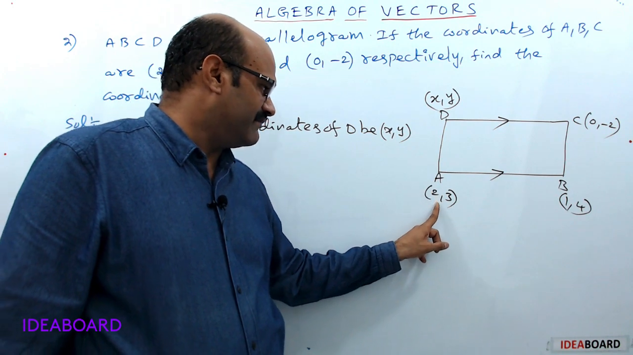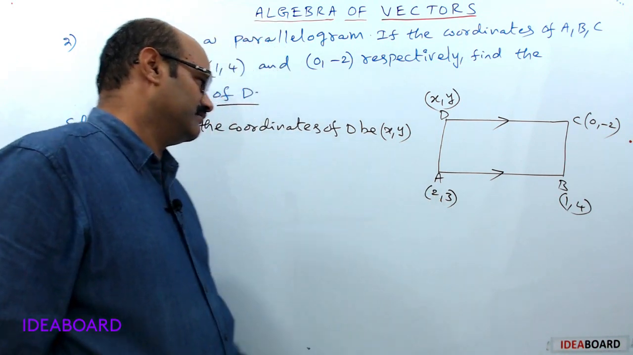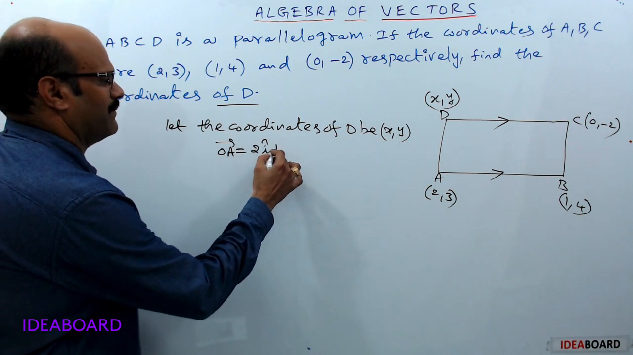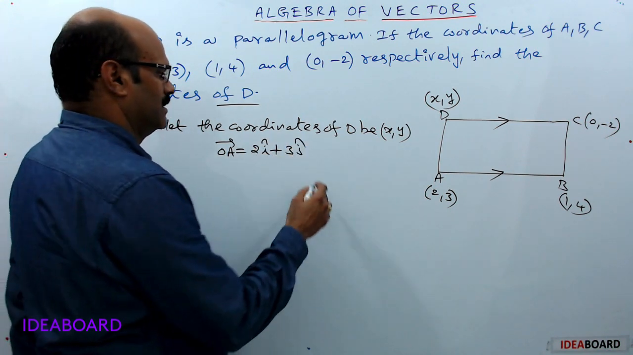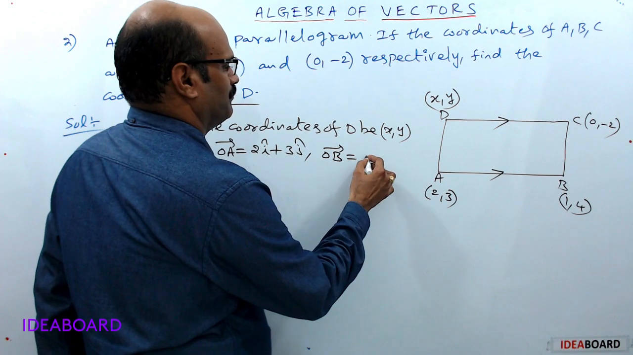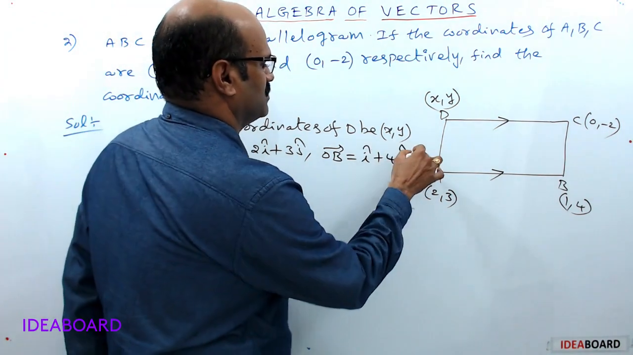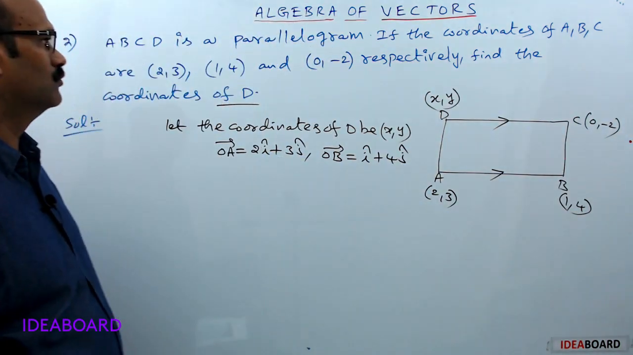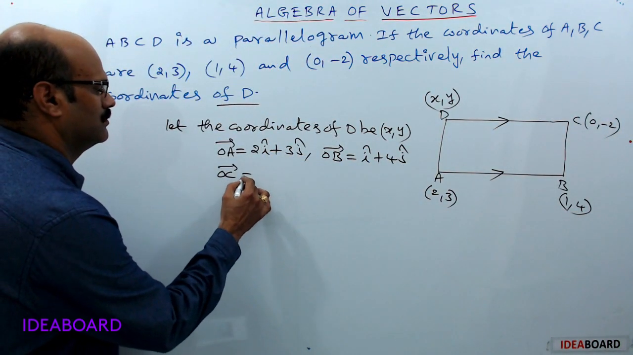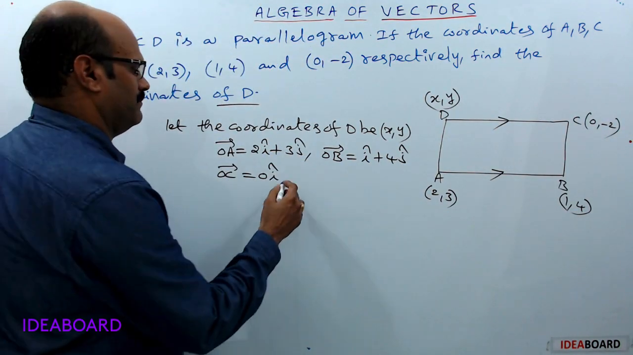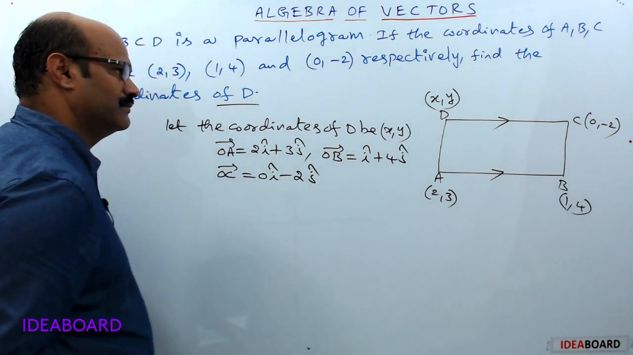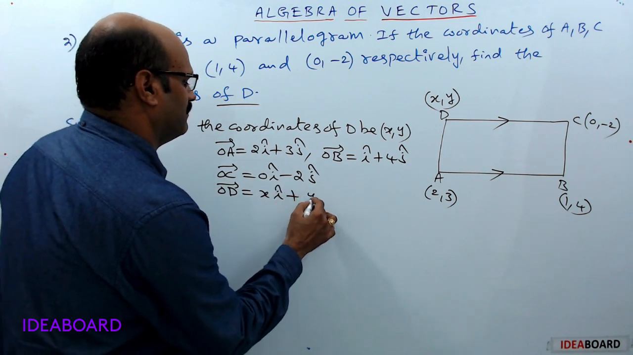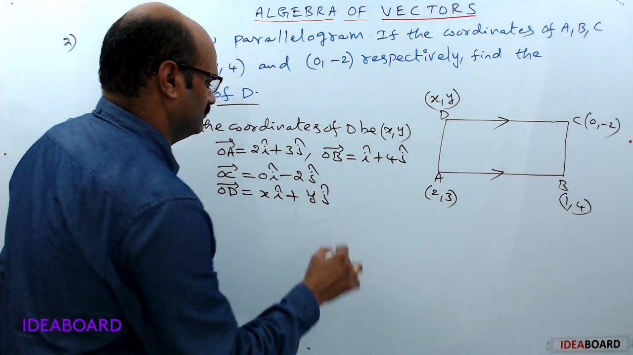When point A is given, take it as OA vector here. OA vector is given by 2i cap plus 3j cap. OB vector equal to i cap plus 4 into j cap. OC vector equal to 0 into i cap minus 2 into j cap. OD vector equal to x into i cap plus y into j cap.